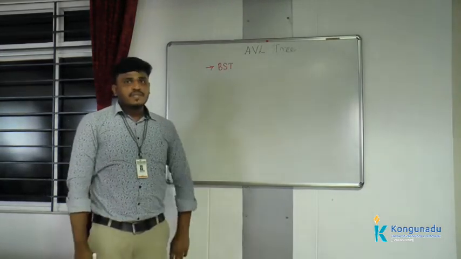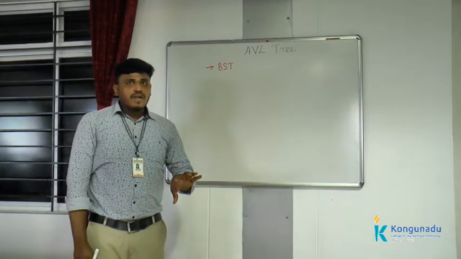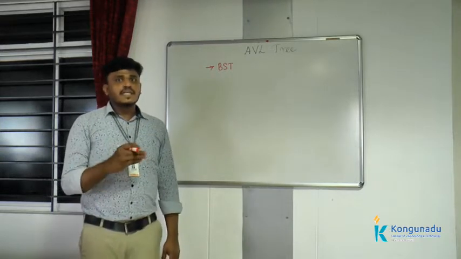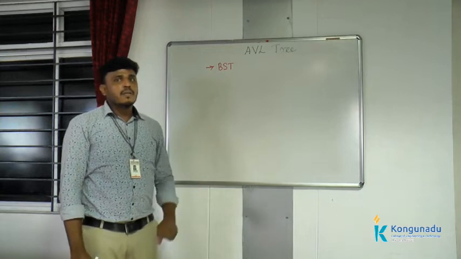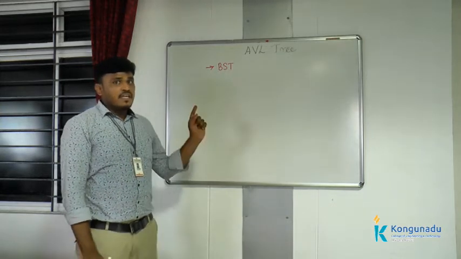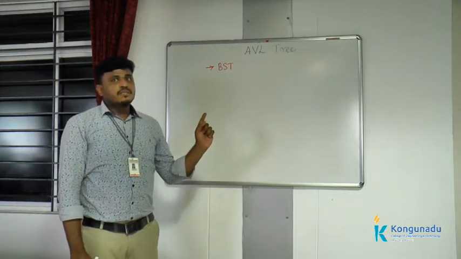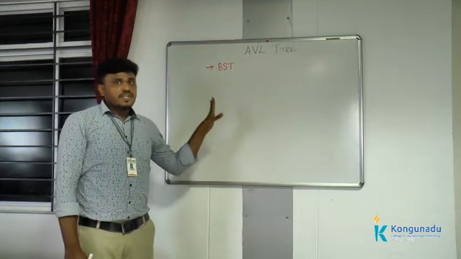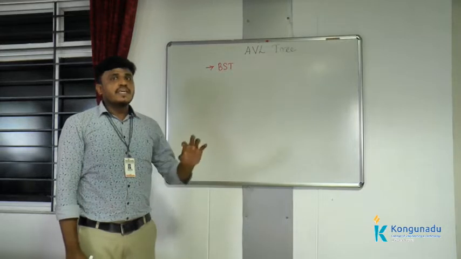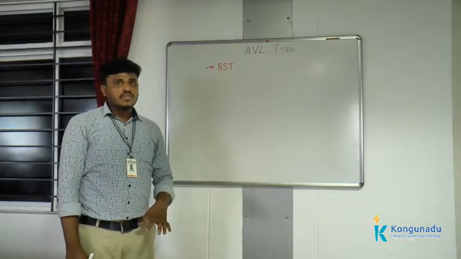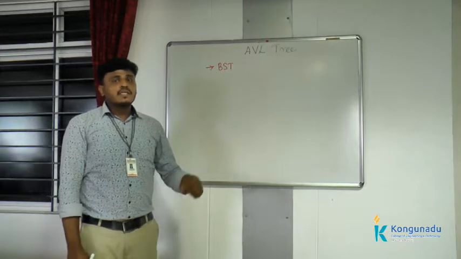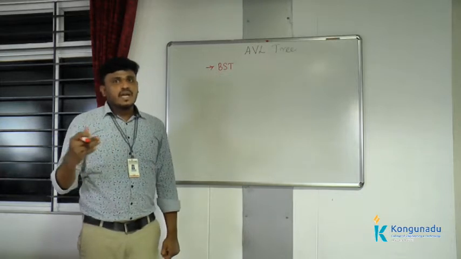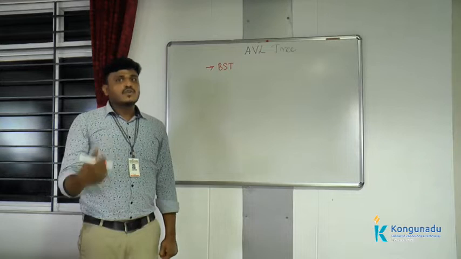Binary search tree means the left child value is less than the root node and the right child value is greater than the root node. This is the property of a binary search tree, and the AVL tree should follow this property. In the AVL tree, we calculate the balance factor of each and every node. The balance factor value must be 0, 1 or minus 1. If the value is not 0, 1 or minus 1, then we have to perform a rotation operation.